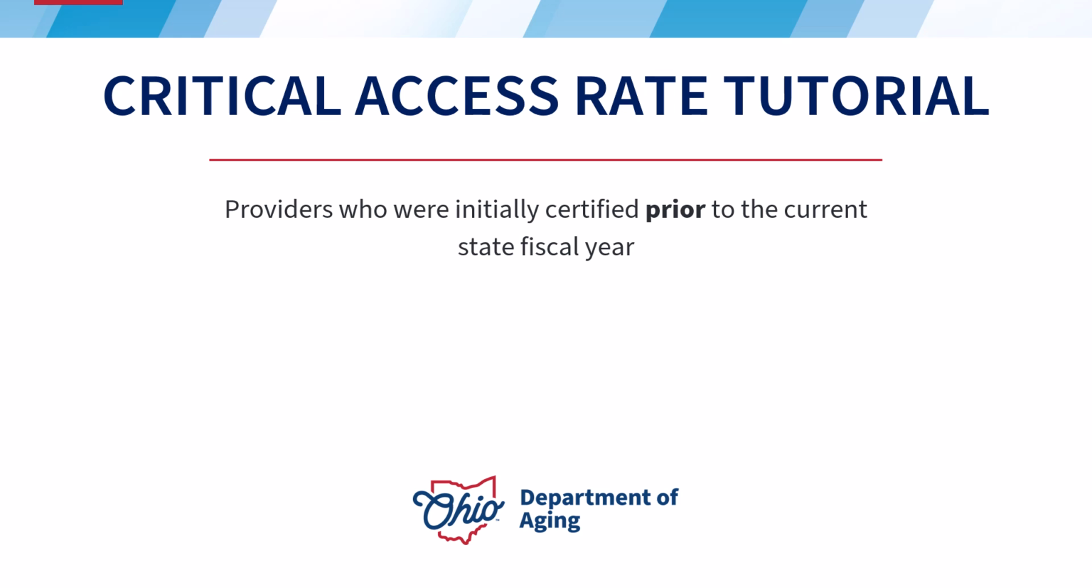This video is for providers who were initially certified anytime before the current state fiscal year, and will walk you through the steps to complete the critical access rate attestation and tool. Please have both of these documents open so that you can follow along with the video.